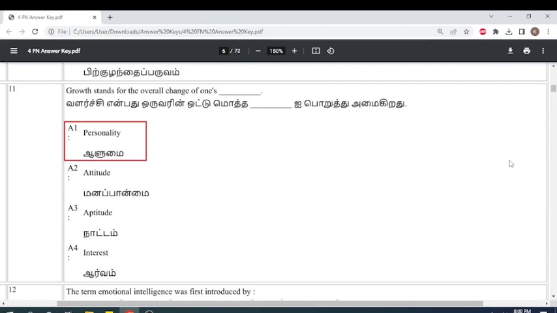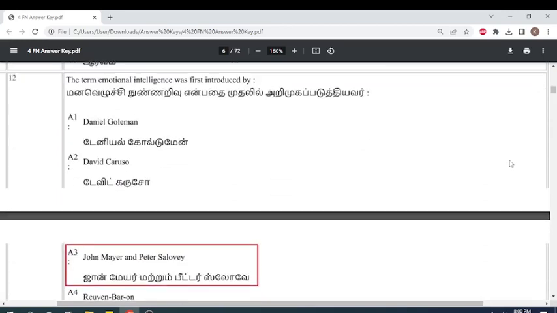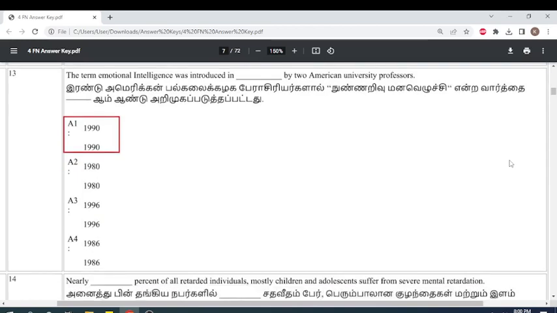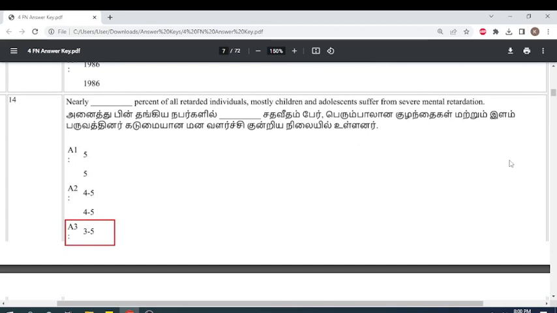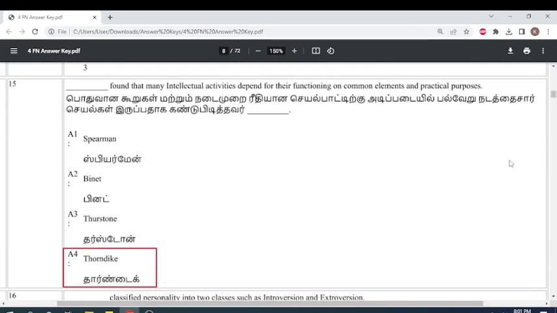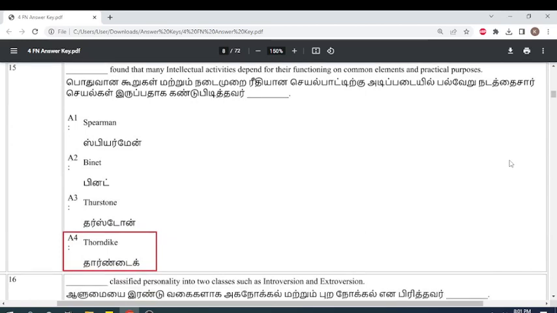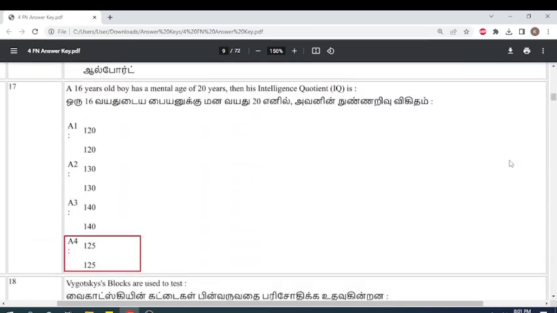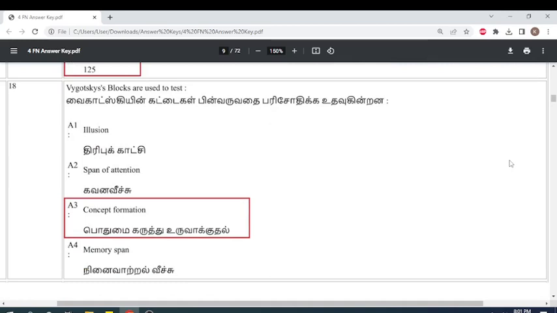11th question kana answer A1. 12th question kana answer A3. 13th question kana answer A1. 14th question kana answer A3. 15th question kana answer A4. 16th question kana answer A3. 17th question kana answer A4. 18th question kana answer A3.